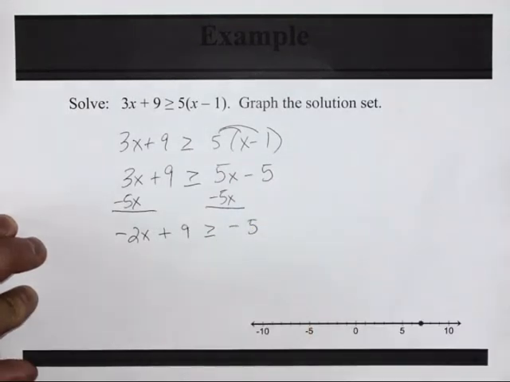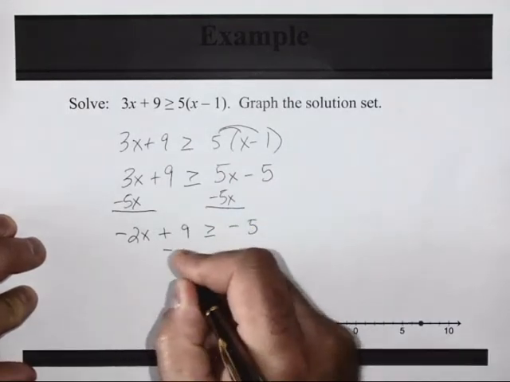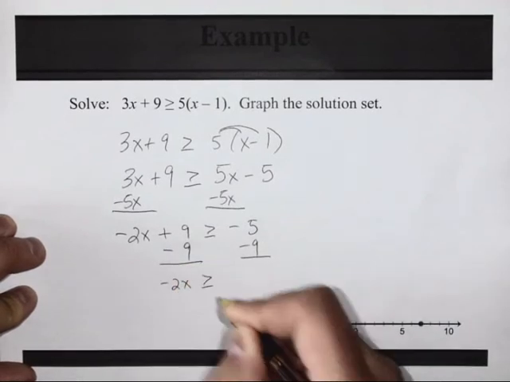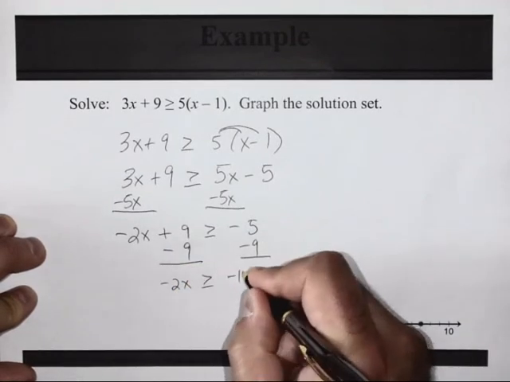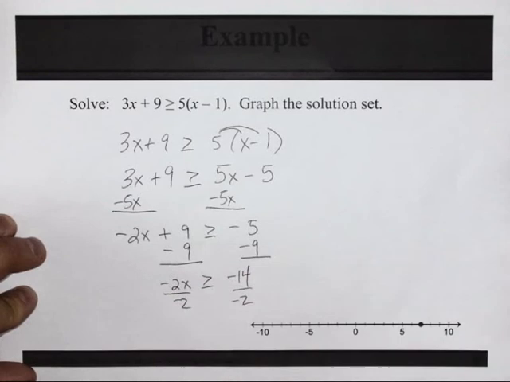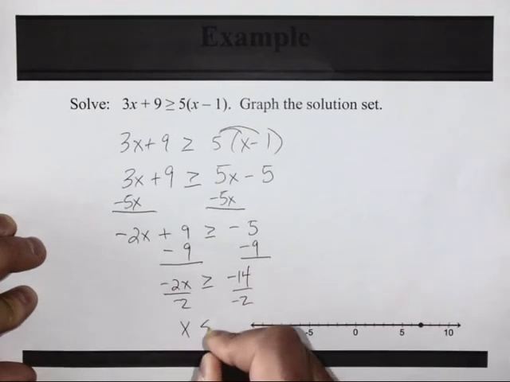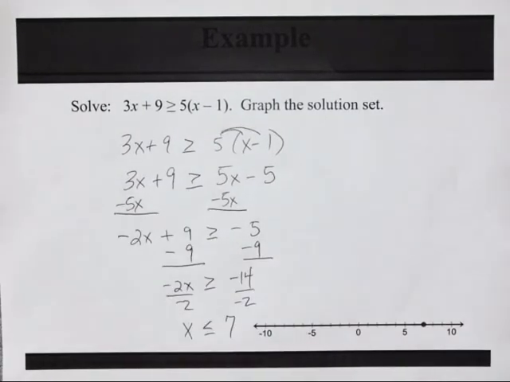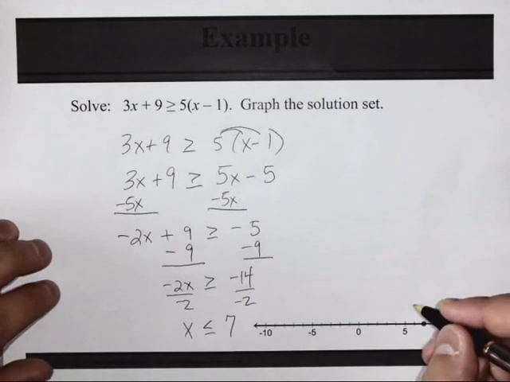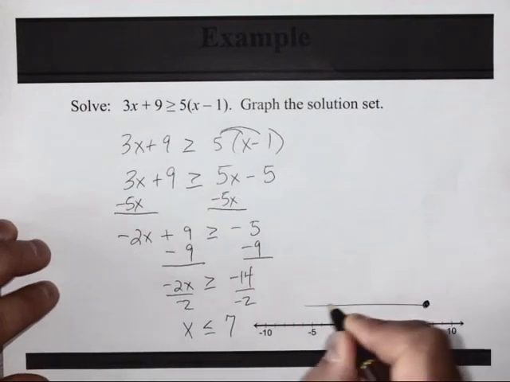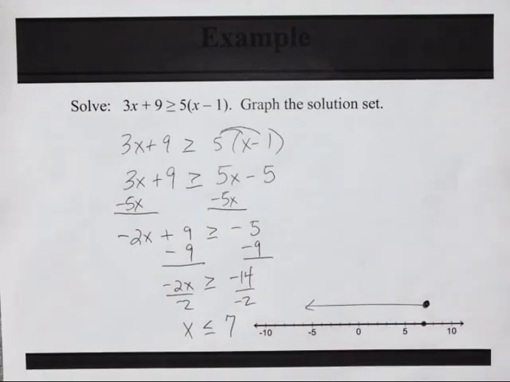Subtract 5x from both sides, then subtract the 9 from both sides. Then divide both sides by -2. And since I'm dividing by a negative here, that bottom number is negative, I've got to change the inequality. So then it would be x is less than or equal to 7. So here's 7, closed dot, going to the left.